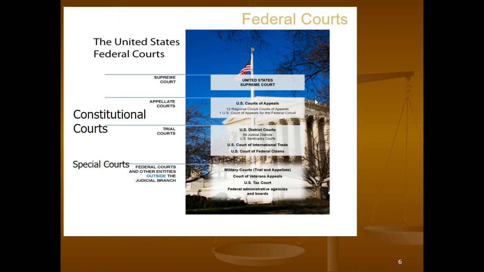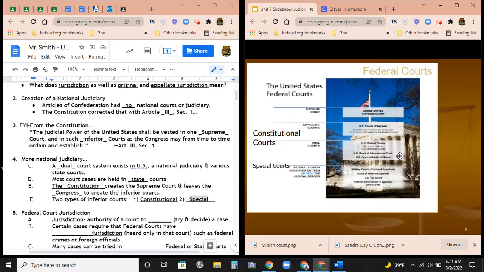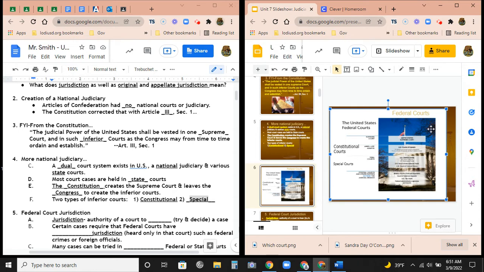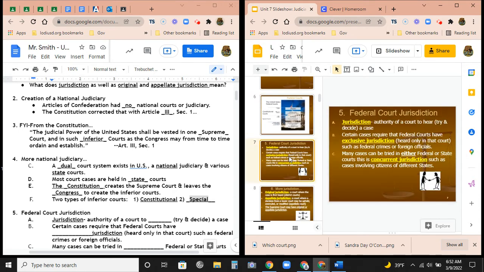You have military courts. They have trial and appellate level. You have veteran appeals court. You have tax court, and you have administrative agencies and boards. And it depends on the administrative agency how big that's going to be. Let's see if we can make that a skosh bigger for you guys. Yeah, I think that's a little bigger. All right, let's go to the next one.